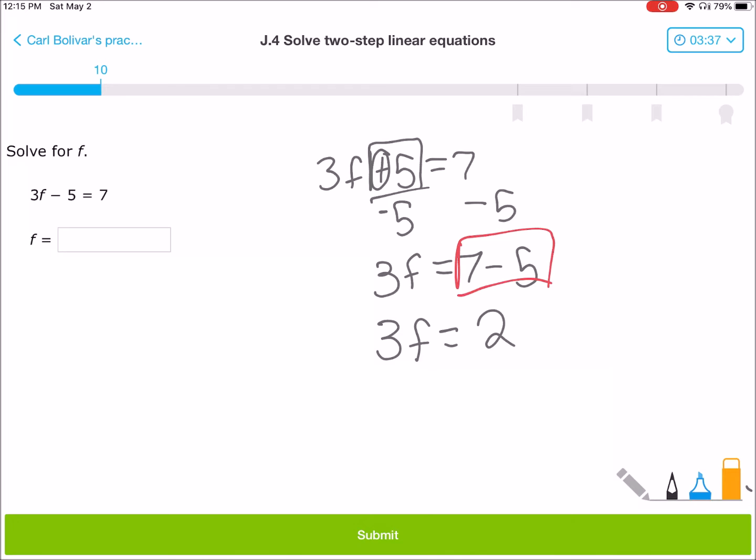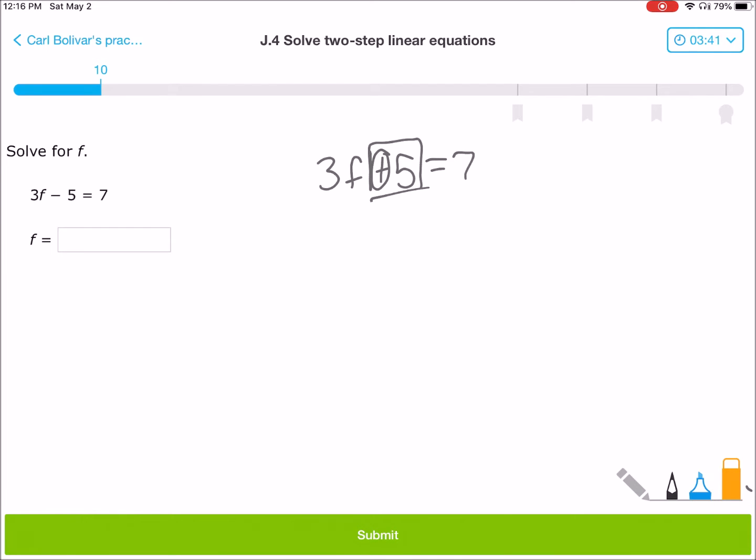Hold on. This is why you write out the question first. You can make mistakes when writing out the question. I put a positive instead of a negative over here. So let's solve this again.